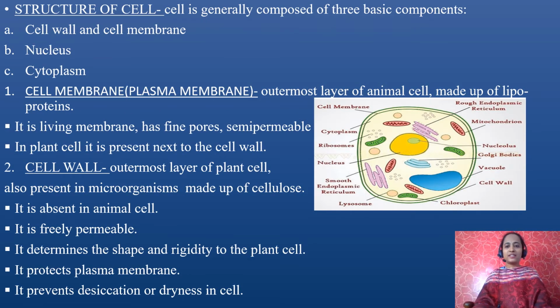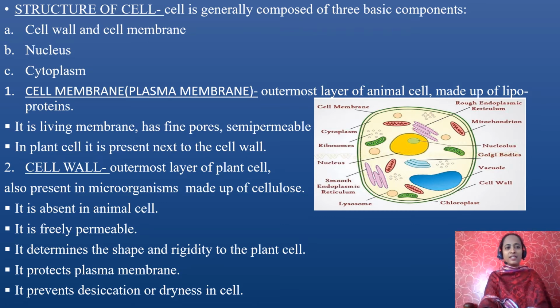Now, let us see the structure of a cell. This is the structure of a cell. A cell is generally composed of three basic components. What is meant by basic components? They are common to each and every organism, either prokaryotic or eukaryotic, unicellular or multicellular. What are those basic components? Cell wall and cell membrane, nucleus and cytoplasm.